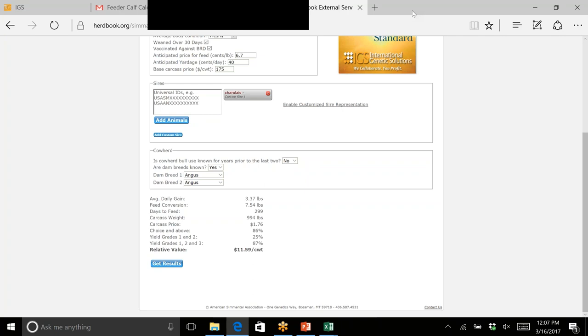Okay. So accuracy isn't factored into this. Thank you. A quick question up there on the last box before the output, where you have dam breed one and dam breed two. Is that just taken as a 50? If you change that to, say, Angus and Brahman, would it be assuming that's 50% Angus, 50% Brahman?